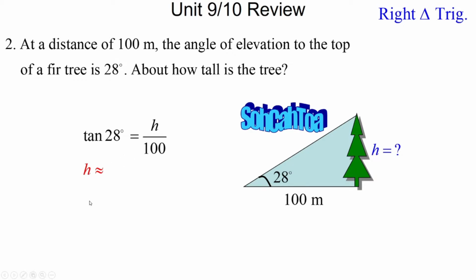And if I punch that out, 100 tangent of 28 degrees, and that is a length, so I'm going to go 3 sig digs, and I'm getting 53.2. 53.2, and do I have a unit? Yeah, well, this is in meters, so that would be 53.2 meters. And there's your second problem right there. Great, right triangle trigonometry is solid stuff.